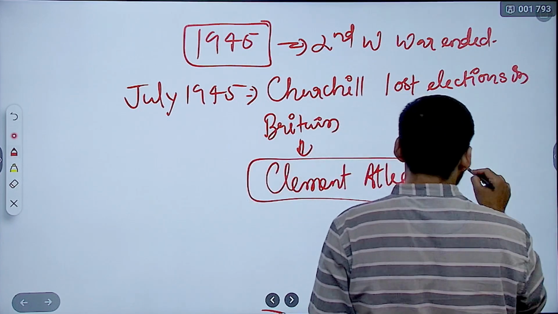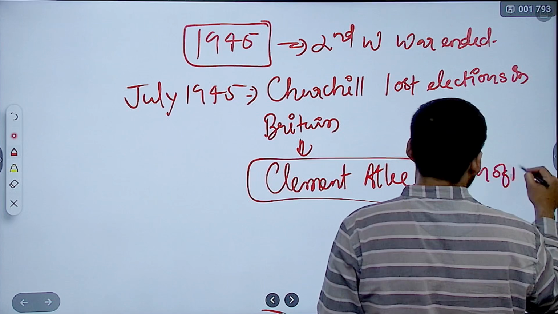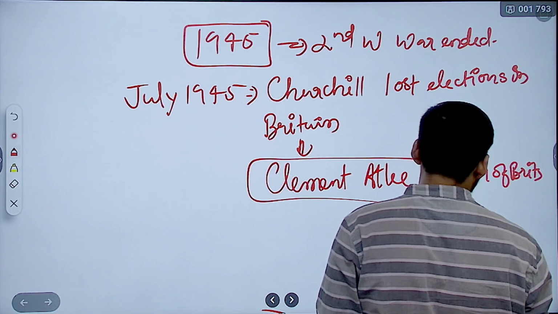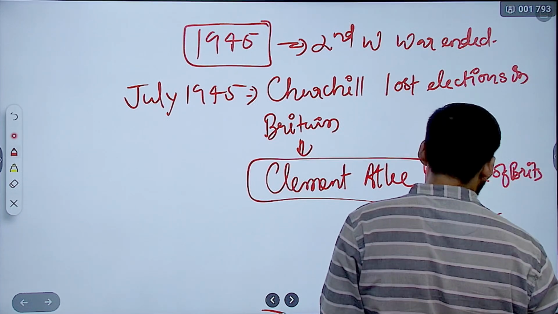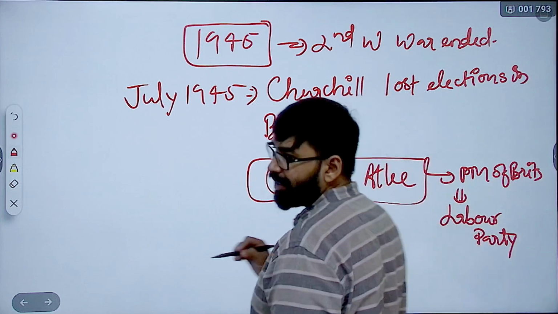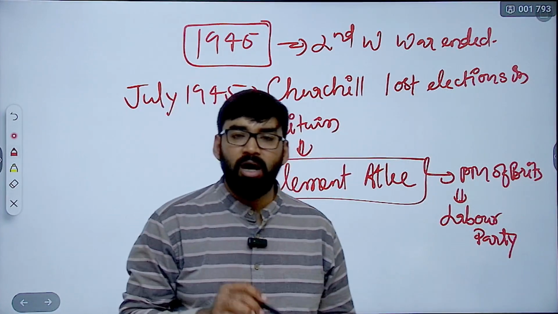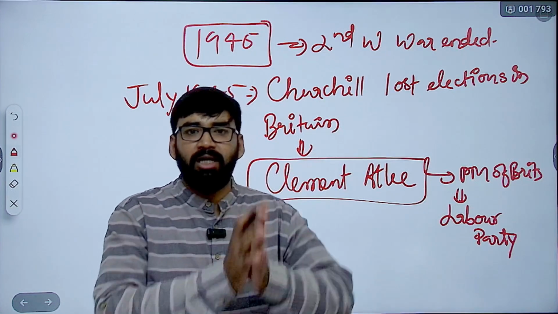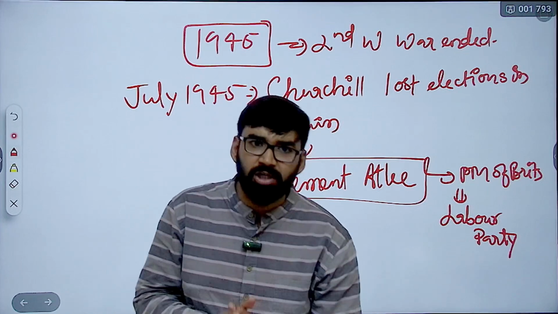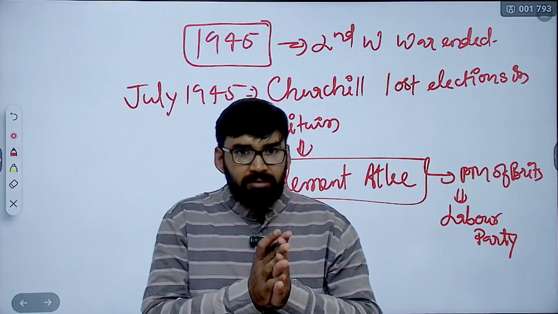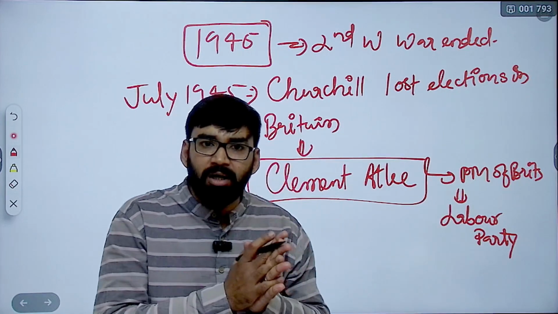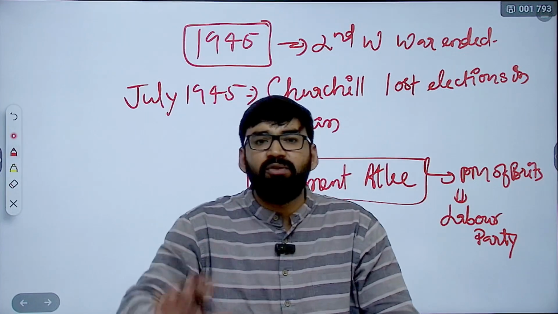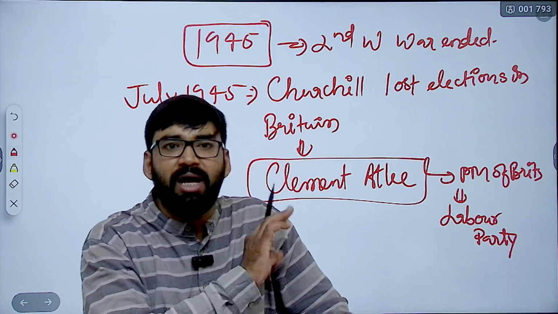He became the Prime Minister of Britain and he was from Labour Party. Now Labour Party came to power in Britain, and let me tell you that Clement Attlee was also a friend of Jawaharlal Nehru. So now remember this thing, the Conservative Party under Winston Churchill lost the elections. Labour Party under Clement Attlee came to power. In India, Congress formed the government in 8 provinces and the League formed government in Punjab, Sindh and Bengal.